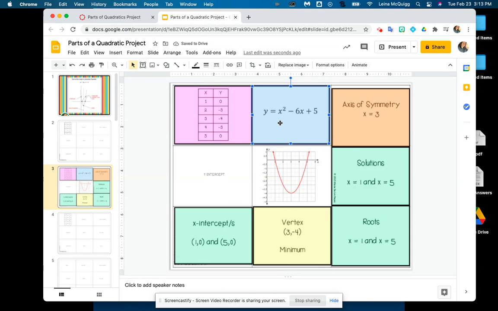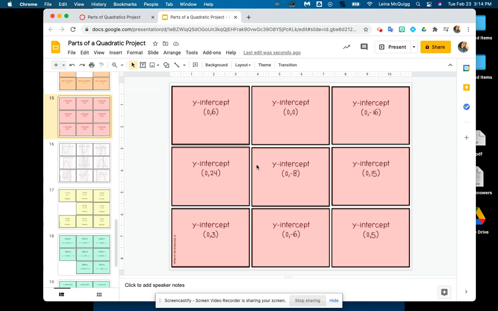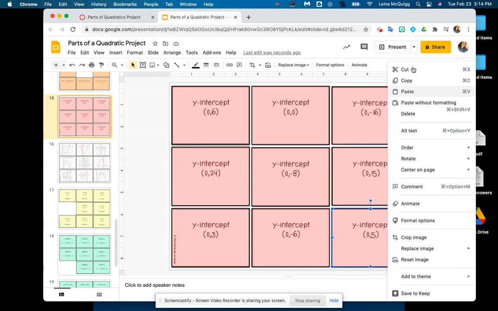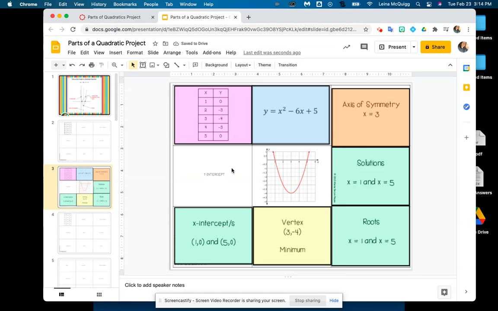Well, we know from yesterday's lesson, or from Wednesday's lesson, that when I plug in 0 for all of my x's, that tells me what my y-intercept is. So if this is 0 and this is 0, this is going to be 0 minus 0 plus 5. So it's going to be y equals 5. So my y-intercept is going to be at (0, 5), which is right here. So I'm going to cut and paste.